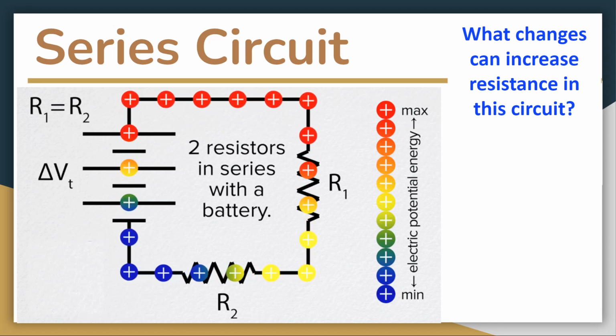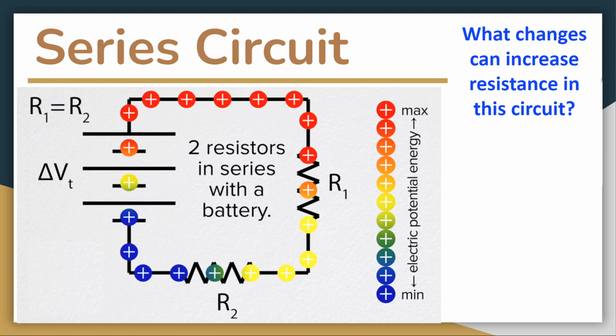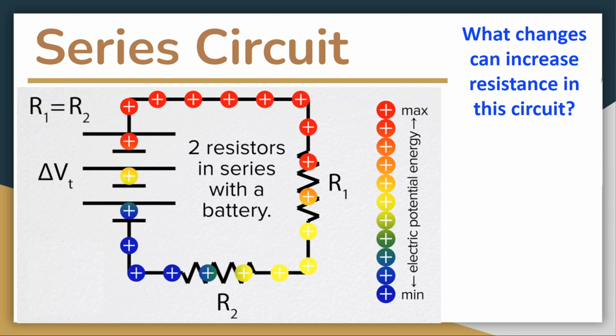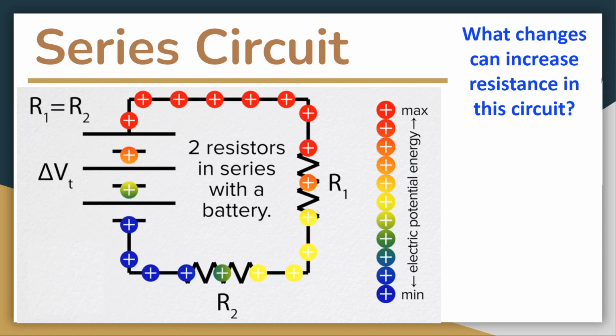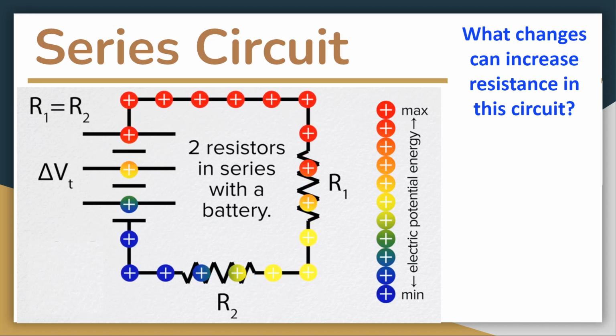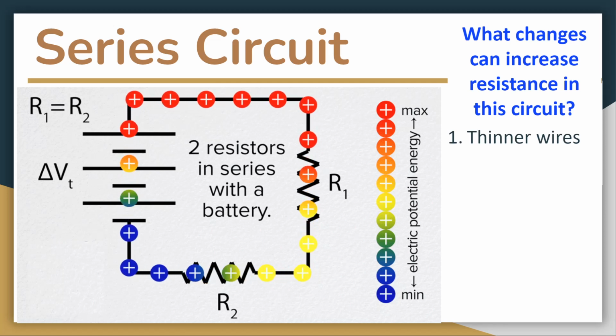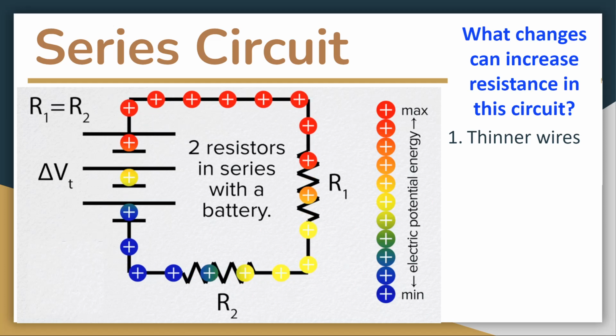The material the wires are made out of. That was one. Okay, what else? The thickness of the wire. So if I wanted to increase the resistance, let's start with the thickness. If I wanted to increase the resistance, I would need thinner wires. Okay, that's why that light bulb filament had more resistance, because the filament wire was really tiny.